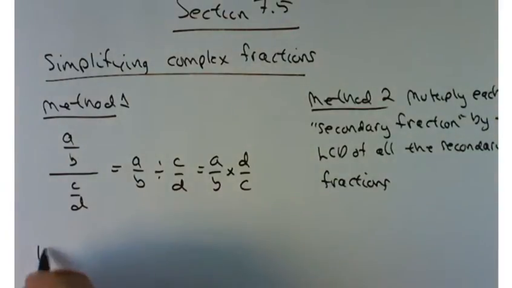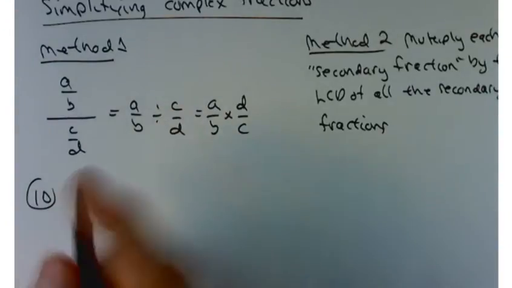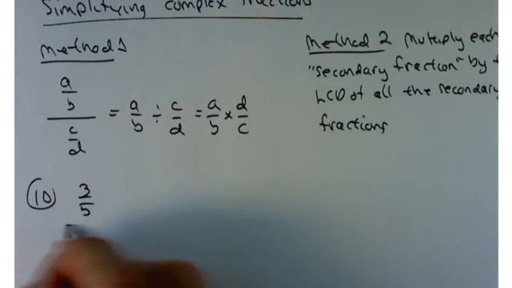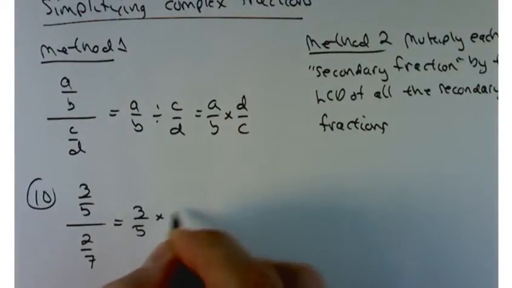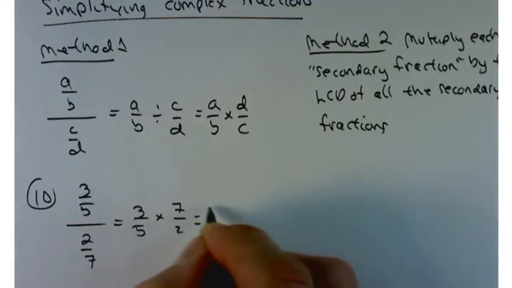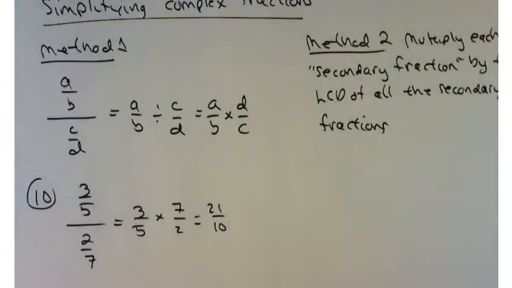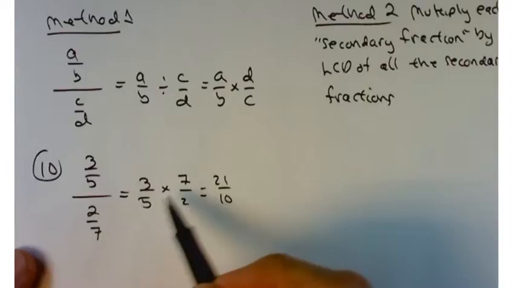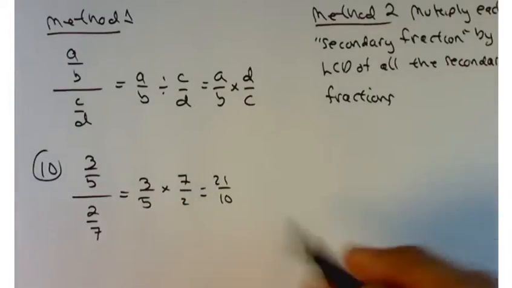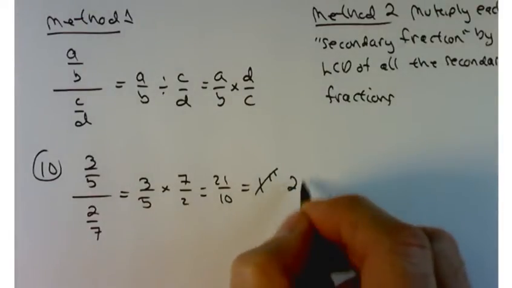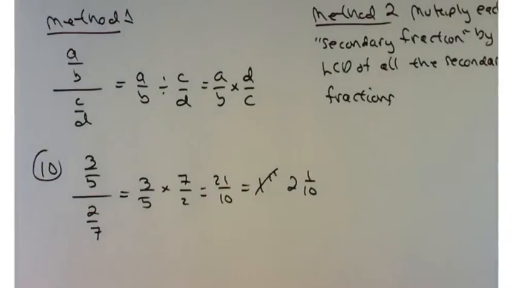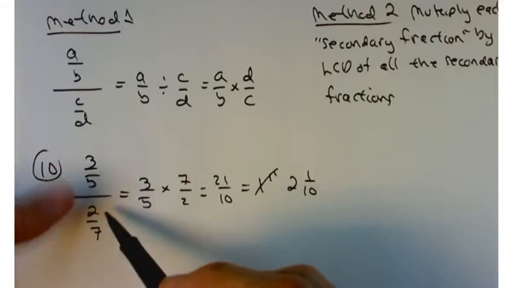So let's start out with problem number 10. 10 is a nice example of this. 3 over 5 divided by 2 over 7. Invert and multiply it. 3/5 times 7/2 gives me 21 over 10. Now this is in lowest terms. If there's any cancellation that you could have done here, feel free to do it. This is in lowest terms. If you want to write it as 2 and 1/10, then that's fine too. But the big thing here is to invert and multiply by the denominator fraction.